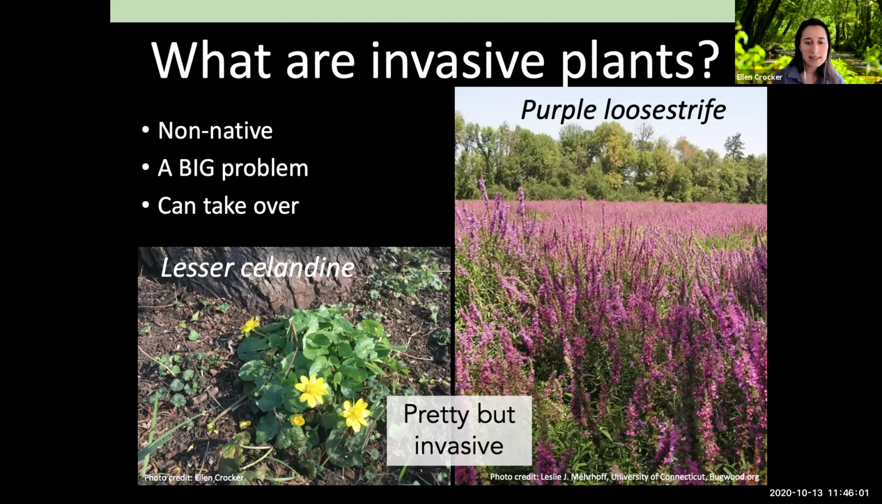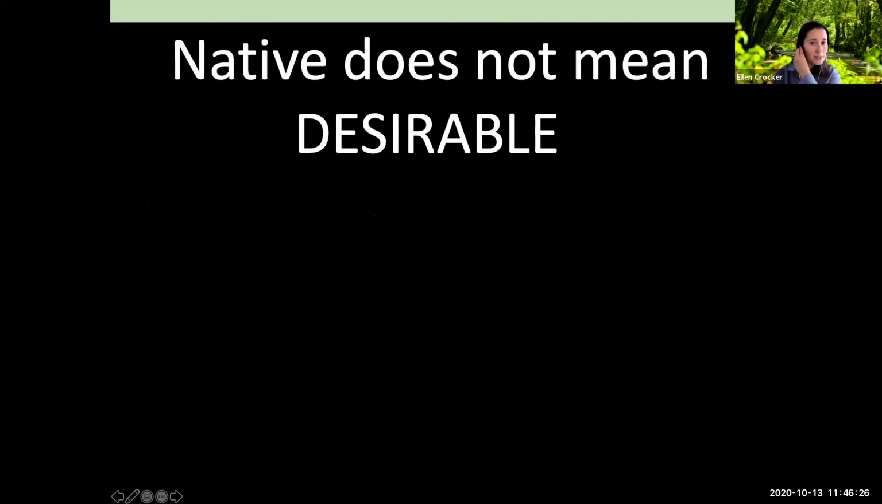Lesser celandine, these big buttercups right here, a spring ephemeral, and purple loosestrife, which you'll see more in your wetter areas. There's some in Western Kentucky. But I think they illustrate something that is important, in that this is the federal definition of invasive plants. They're non-native and they cause economic or ecological harm. Invasive plants can be pretty, but that doesn't mean they're not invasive and that they can't take over and be a real problem. Similarly, native does not necessarily mean desirable.